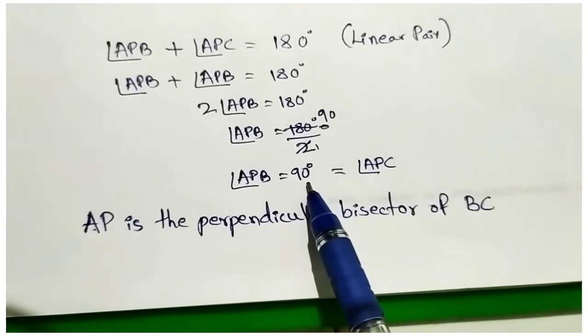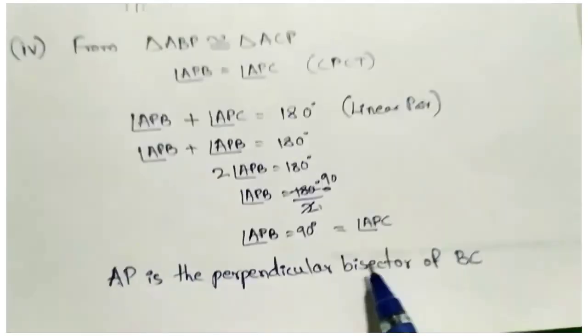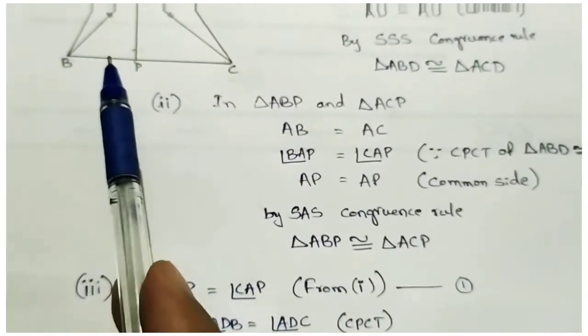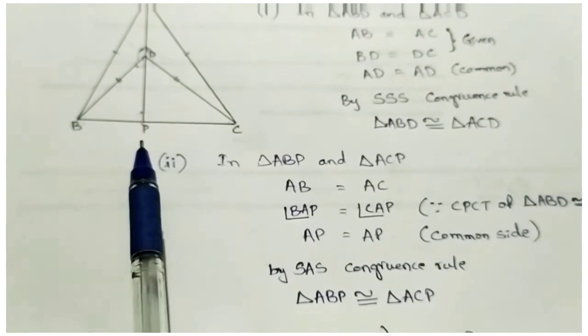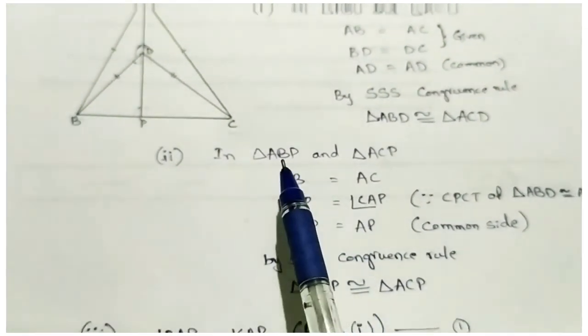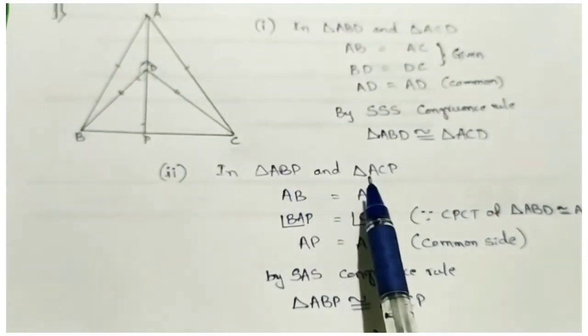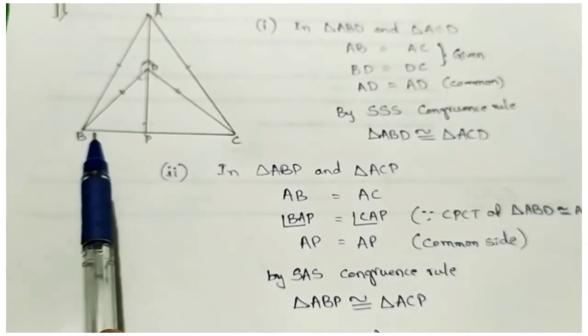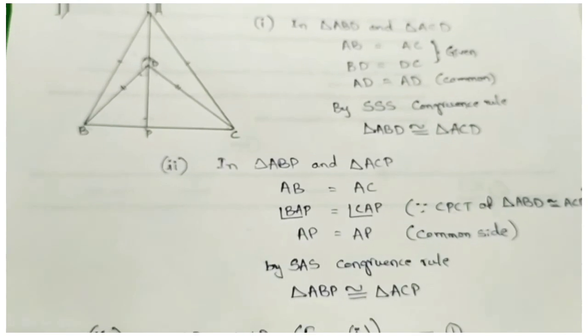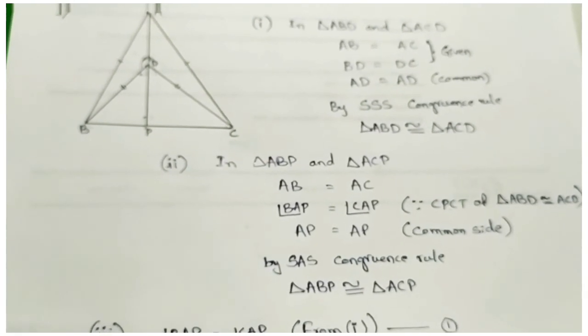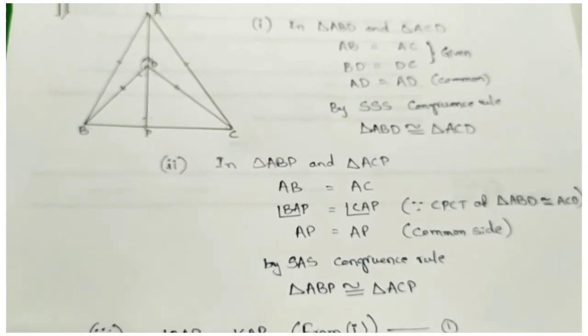So if we got 90 degrees on both sides, we can conclude AP is the perpendicular bisector of BC. Perpendicular means 90 degrees, and bisector means we are getting BP equal to CP, because triangles ABP and ACP are congruent. Obviously BP equals CP. So like this you have to solve all four sub-problems.